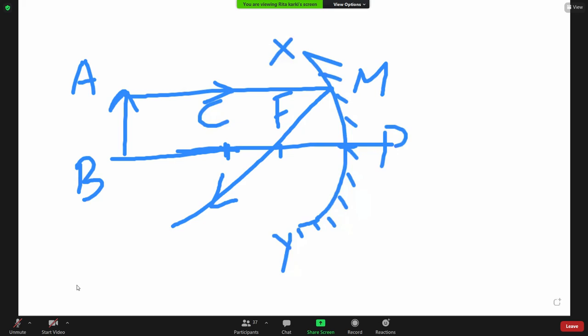Clear? Now, again, we are supposed to draw another incident ray. Everything is similar. The only difference is that the incident ray now will pass through the principal focus and then strike the reflecting surface of the mirror. So in such a case, in which manner will the light get reflected?